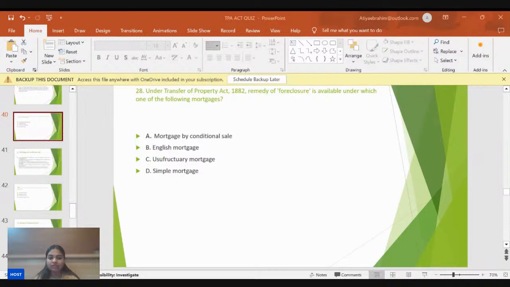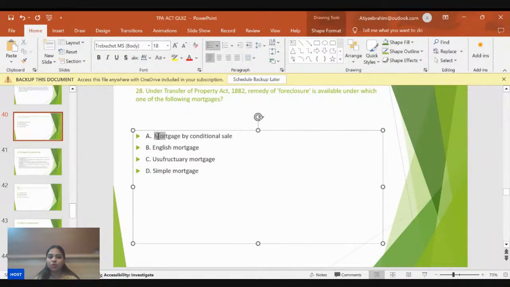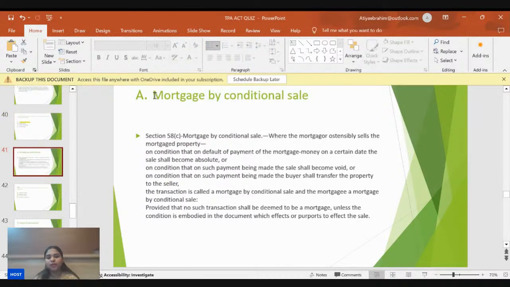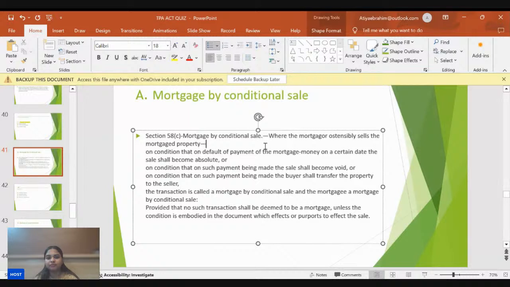So the correct answer, students, look, this question is relating to foreclosure, and the remedy of foreclosure is only available in mortgage by conditional sale, and sometimes according to the terms of the contract you also get it in an anomalous mortgage, but the correct answer is A here. So mortgage by conditional sale, right? Mortgage by conditional sale is defined in section 58 clause C, where the remedy is foreclosure.